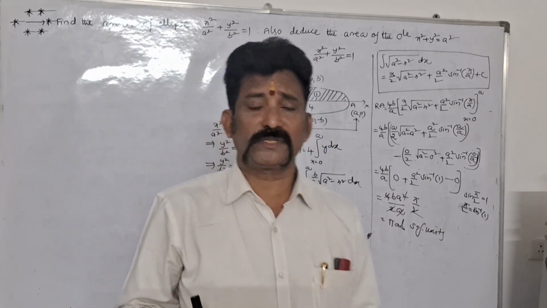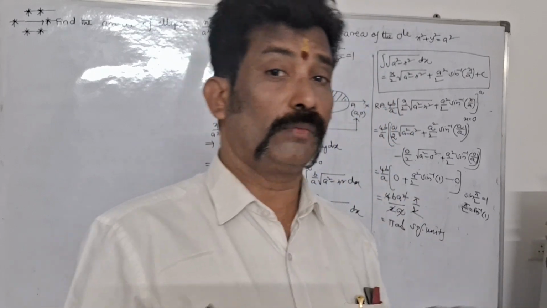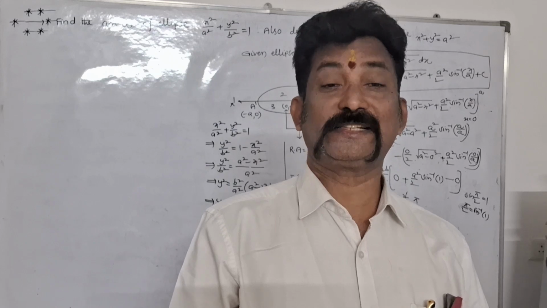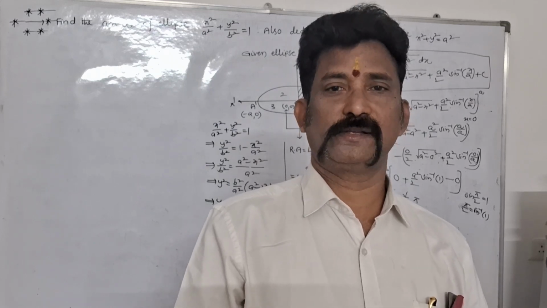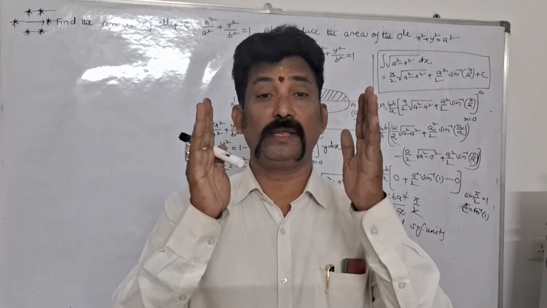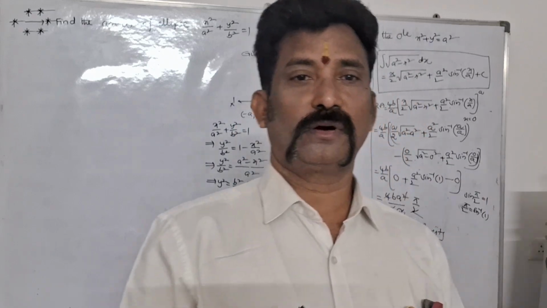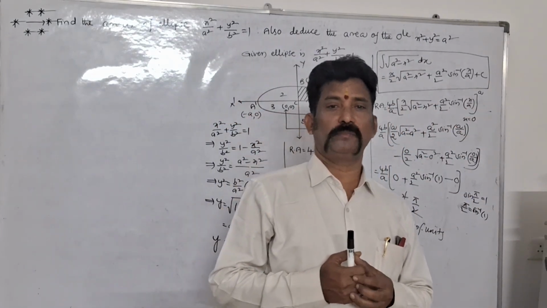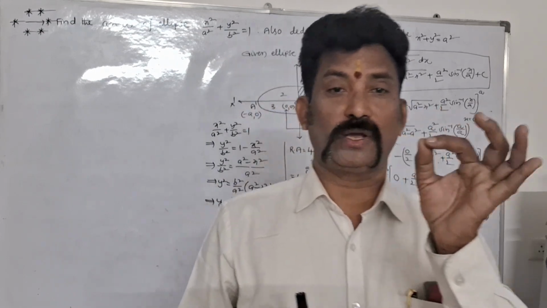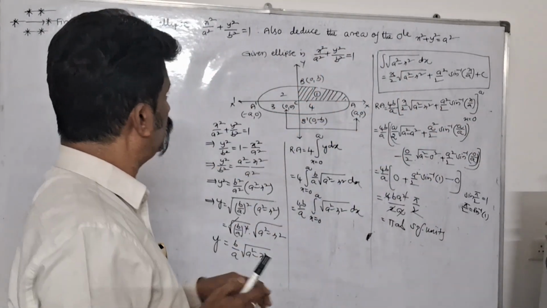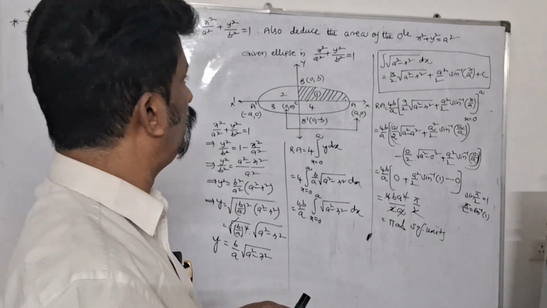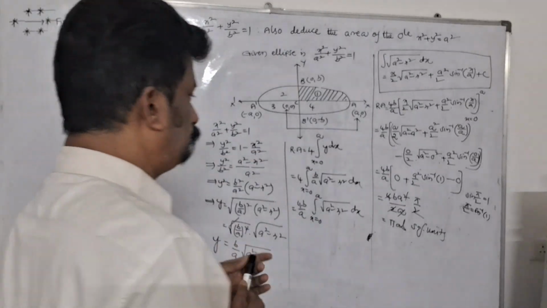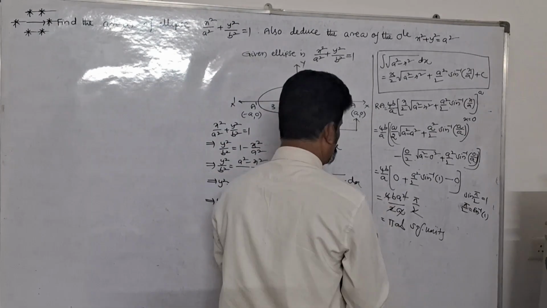So simply remember this here. This is the board question. As a complementary takeaway, simply remember this: the area of the ellipse x square by a square plus y square by b square equal to 1 is pi ab square units. And one more question is given here: also deduce the area of the circle x square plus y square equal to a square. Simply put b is equal to a.